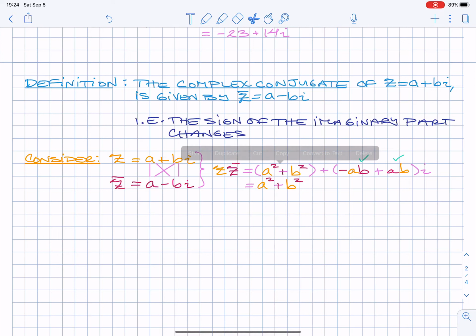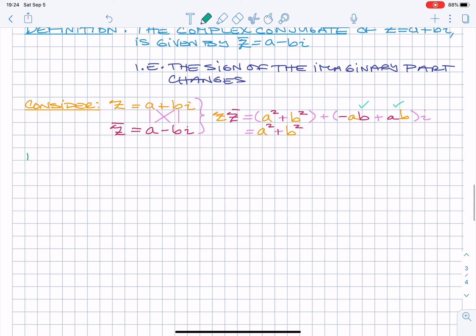And that is a real number, right? There's no imaginary parts left. So let's note that. So note: z, a complex number, means that z times z bar is a real number.